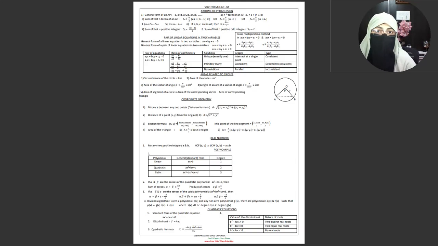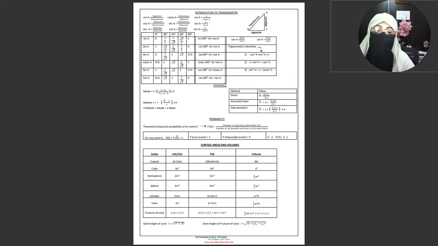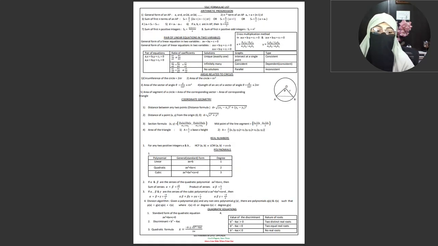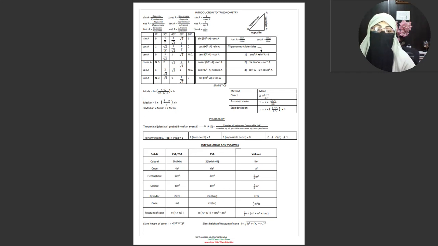So this was the list of important formulas. If you want, you can take a screenshot, or you can comment below and we will send it to you in PDF form. This video was basically to explain the important formulas of mathematics for SSLC students.